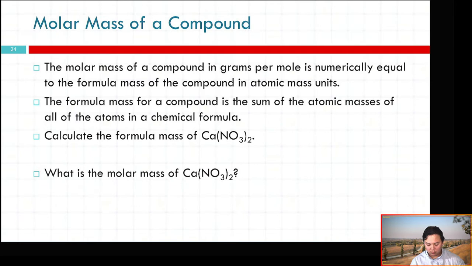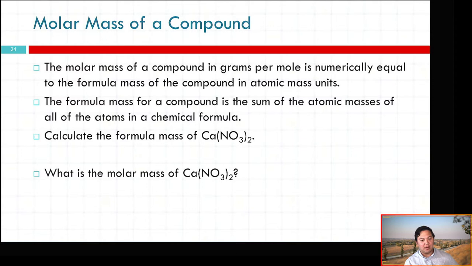So the molar mass of a compound in grams per mole is numerically equal to the formula mass of the compound in atomic mass units. The molar mass of a compound in grams per mole is numerically equal to the formula mass of the compound in atomic mass units.